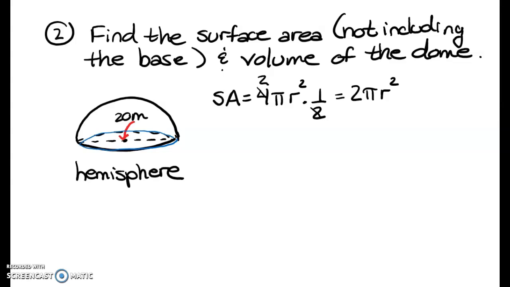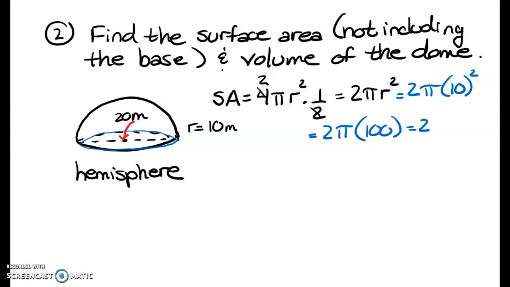So my surface area formula is 2 pi r squared. So they didn't give us r, they gave us the diameter, so I know that I half the diameter to find my radius. So I'm going to use 10 for my radius. So when I square 10, I get 2 pi times 100, and that leaves me with 200 pi, and my units are in meters, and so it's squared.